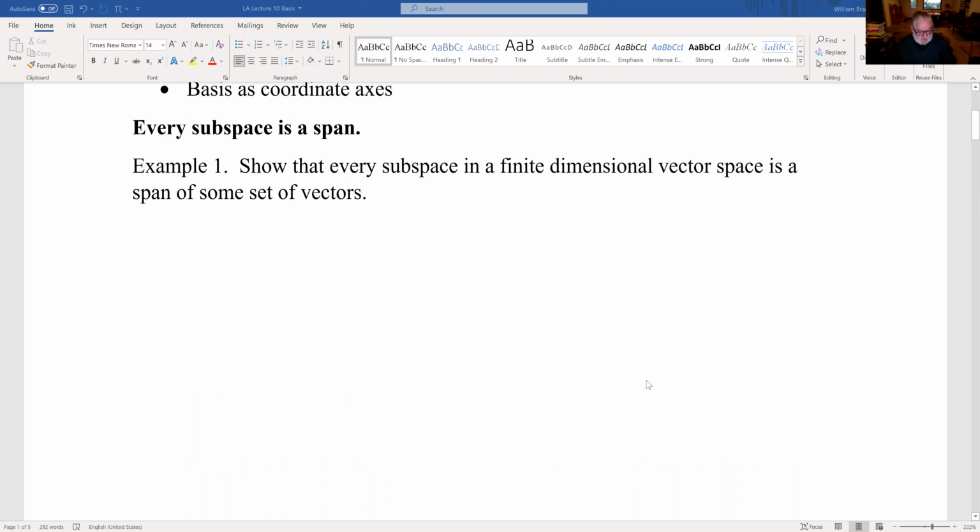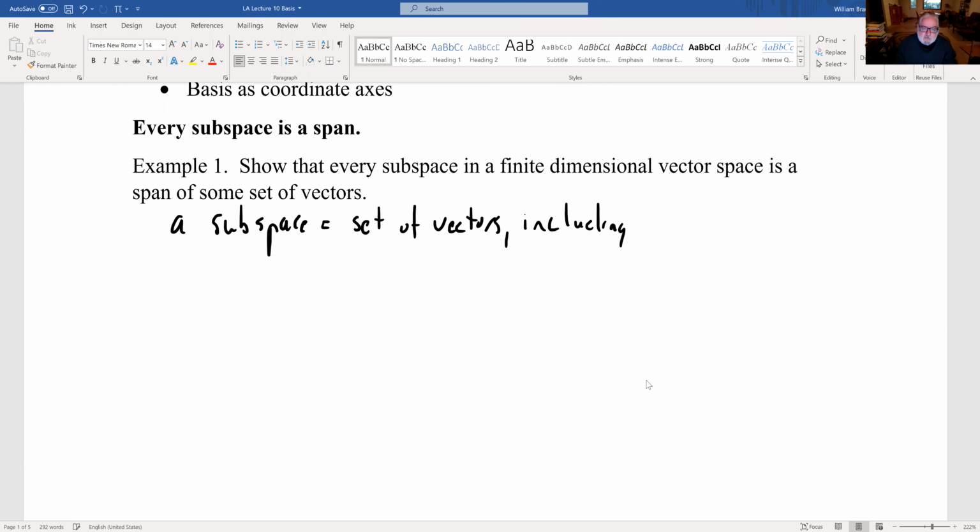So a subspace is a set of vectors including 0 which is closed under addition of vectors and scalar multiplication.